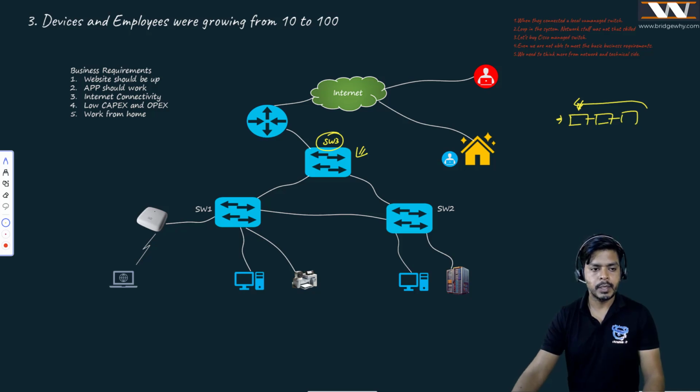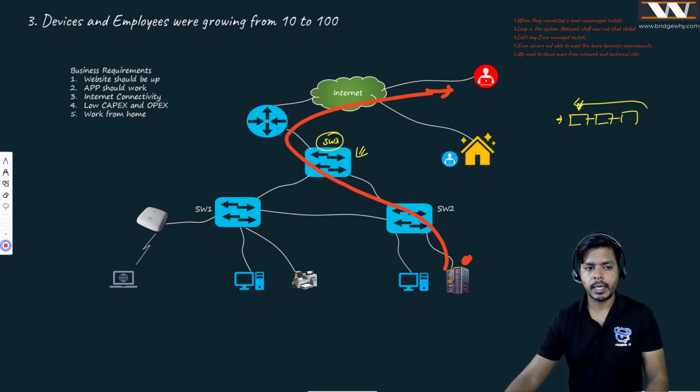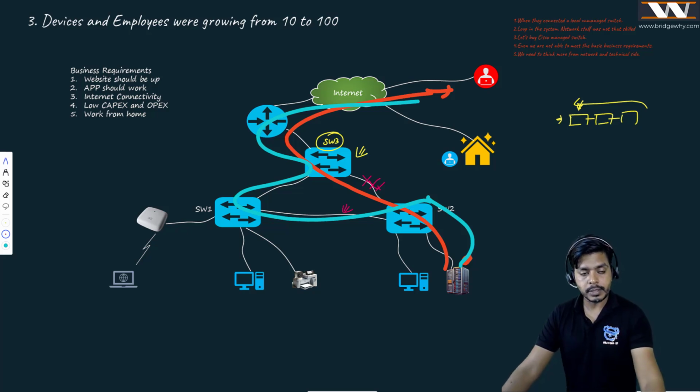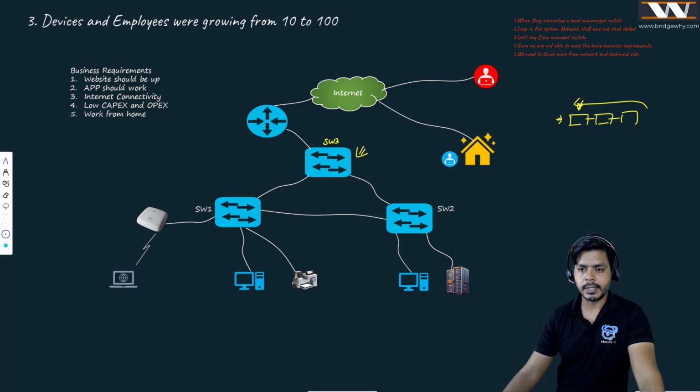For example, suppose this switch 2 or this server wants to communicate with somebody on the internet, then one path is like this, and the other path, let me draw it using another color, will be maybe like this, right? So if anything goes down, means if this link goes down here, we will have another link. But here is the problem. When he connected everything like this, believe me, nothing was working in the system.